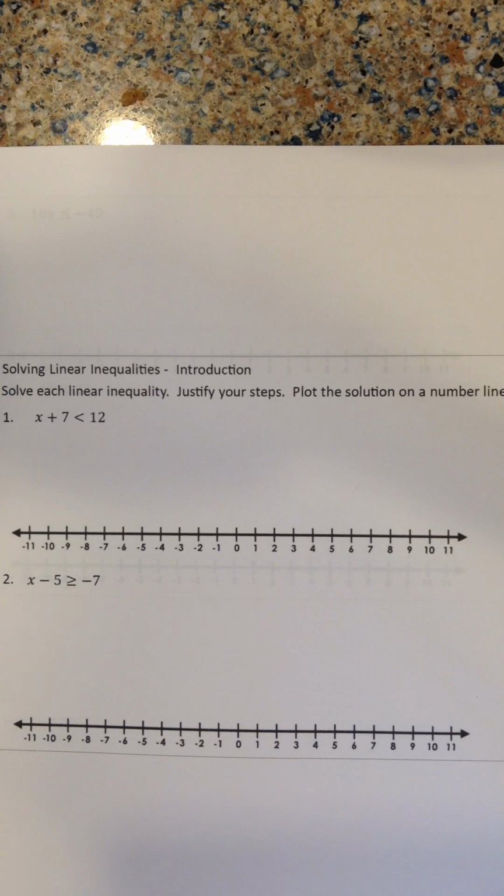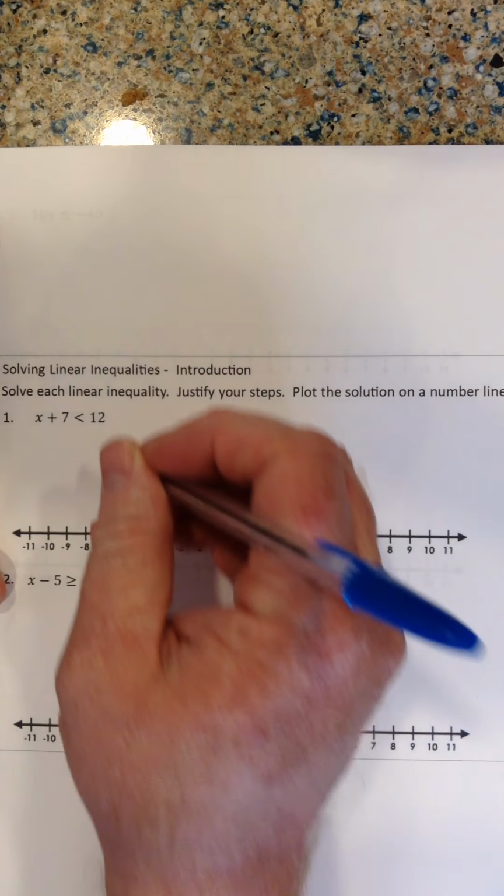Okay, solving linear inequalities, introduction. The directions say to solve each linear inequality, justify your steps, and plot the solution on a number line. So number one, x plus 7 is less than 12.